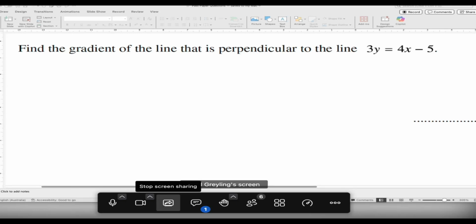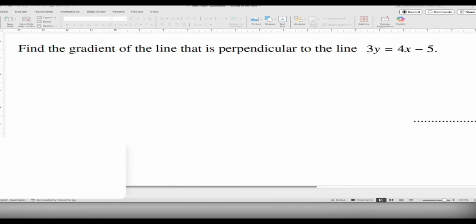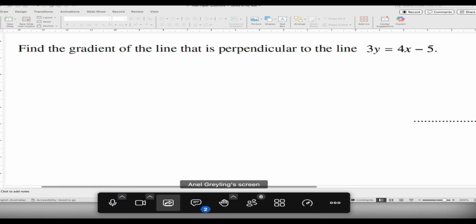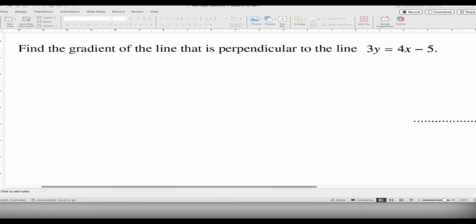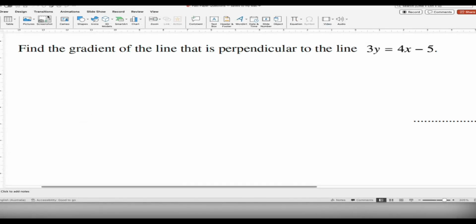Okay, I'm going to read the question one more time. Find the gradient of the line that is perpendicular to the line 3y equals 4x minus 5. How can we go about approaching this question? What can we do? Okay, so what we are going to do first is put the given line in the form y equals mx plus c to actually see its gradient.